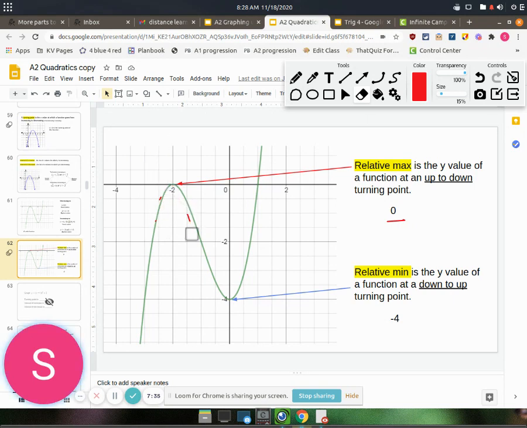And then for the relative min, same idea. It's the y value where it goes from decreasing to increasing. So it's the y value at the turning point, which in this case is negative 4. You remember the turning point itself was 0 because that's the x value, but the y value at that spot is your relative minimum in this case. All right, that's enough for today.